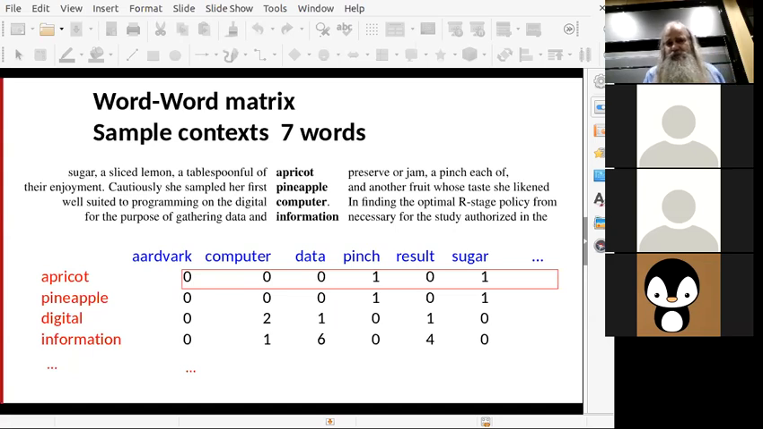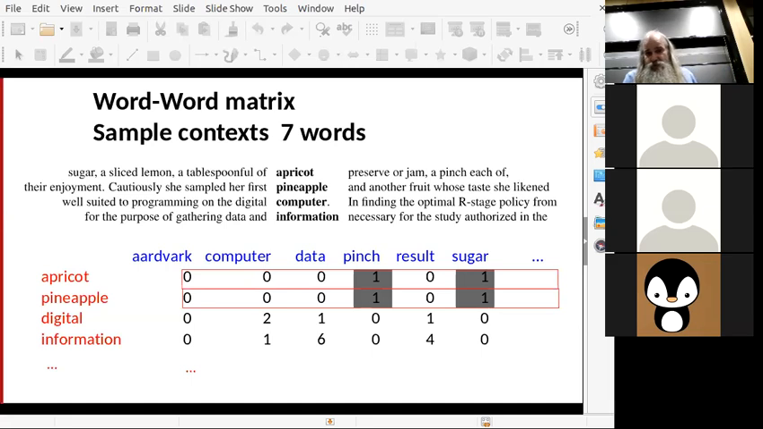So we've just highlighted a few of them here, and the rest of them are off the side of the slide. And so aardvark, computer, data, pinch, result, sugar are just small examples, but for apricot, pinch and sugar appear. For pineapple, pinch and sugar appear. For digital, result appears and data appears in its context, etc. Okay. And so we have these 2 words that actually are in common between apricot and pineapple, and that might be telling us that these 2 words are similar.